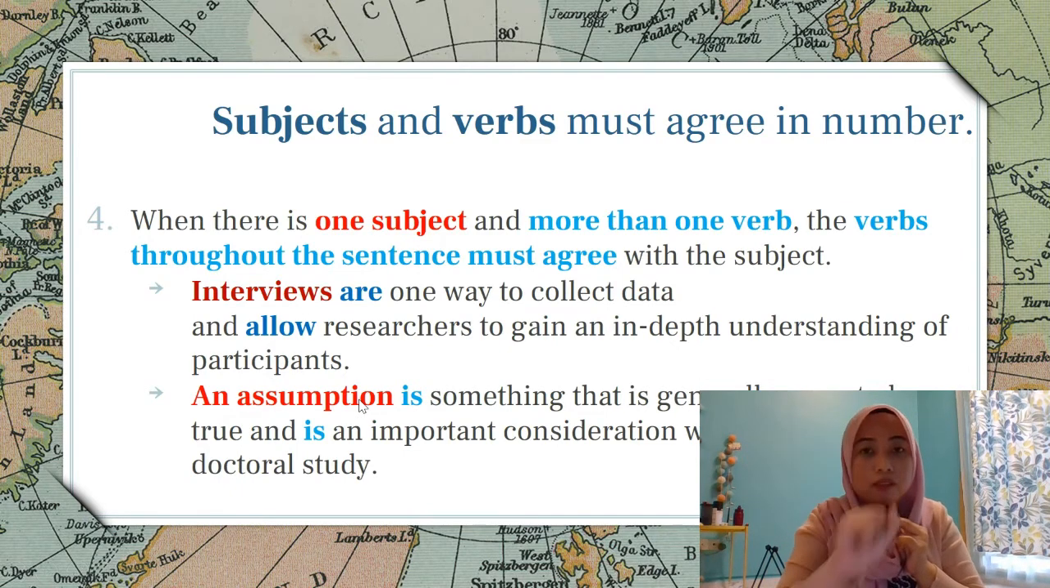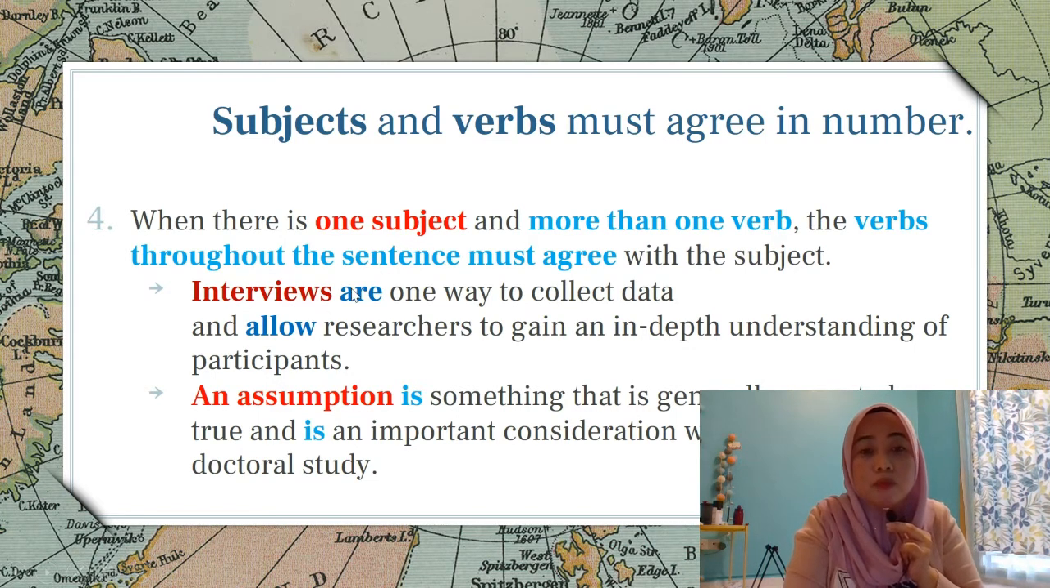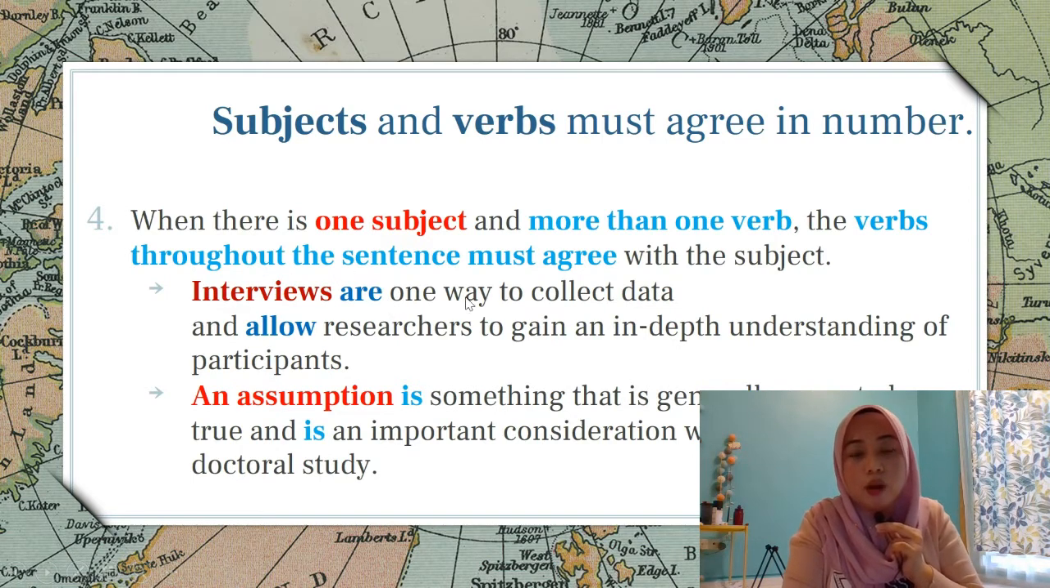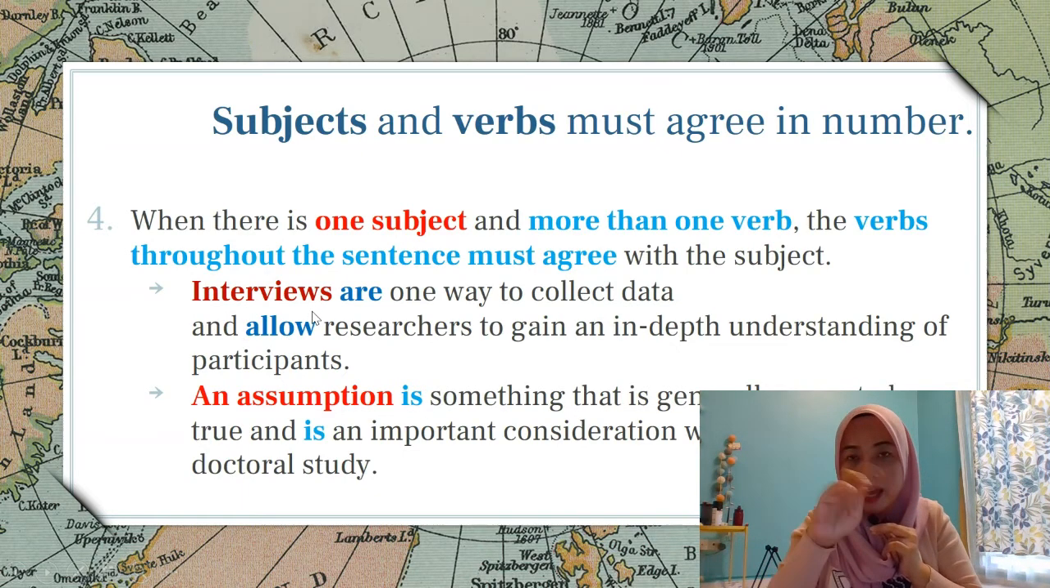All right, now let's observe this sentence. The subject here is definitely interviews. Why? As I mentioned just now, go and find the verb. Here we can find the verb are. So we know that the subject is interviews, but interviews is in plural form. Hence, the verbs that you should be using are all plural. So if you say interviews are one way to collect data, the next verb that follows it has to be in plural form as well. So it's allow researchers, not allows. Do not put s, because s is for singular. The same thing here, an assumption.